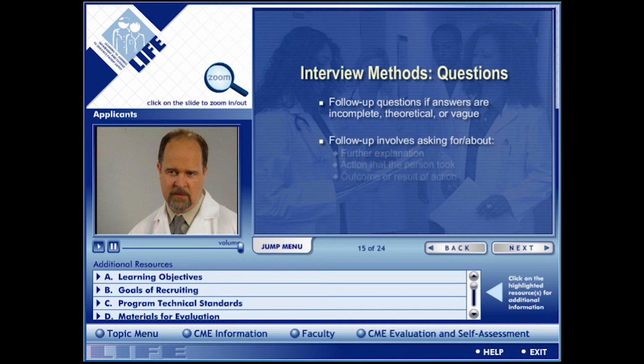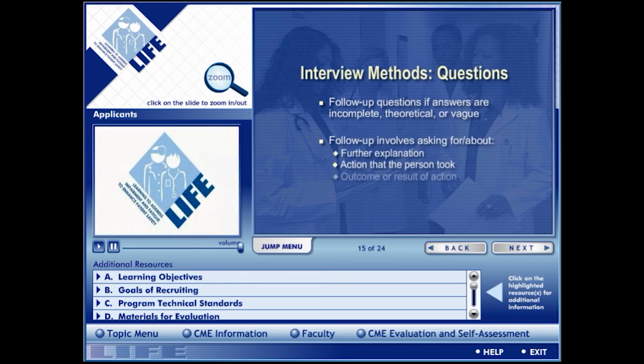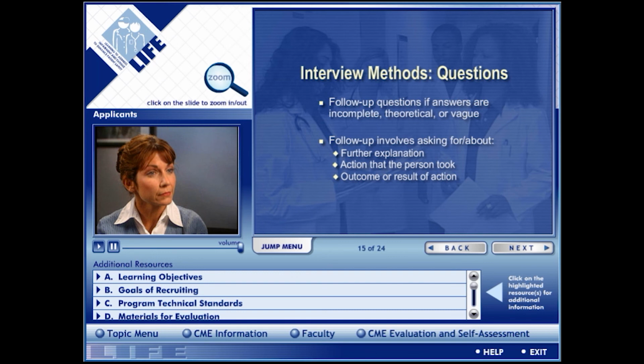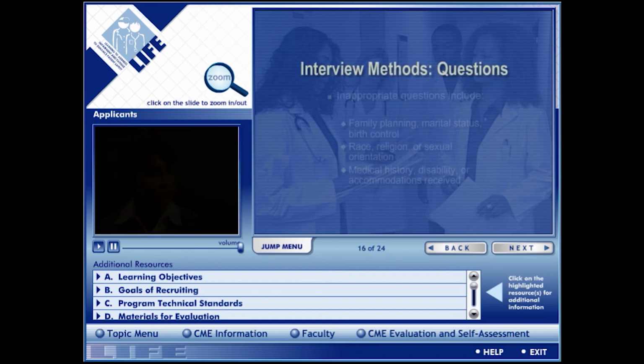Follow-up questions should be phrased as asking for more explanation of a situation, the action that the person took within that situation, and then what was the outcome or the result of that person's actions. Examples of these questions can be found under the STAR heading in the Additional References box.